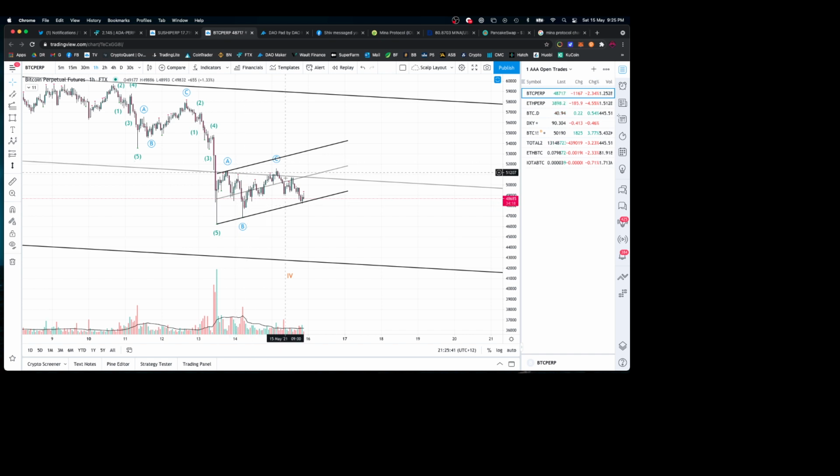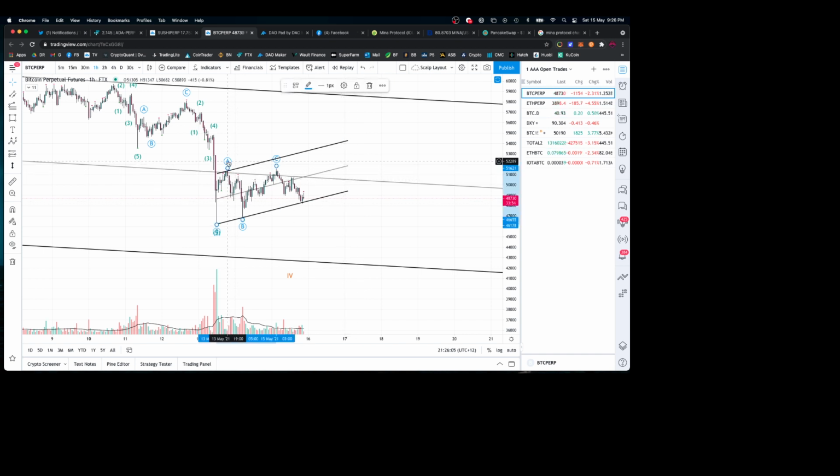So we've got an ABC until proven otherwise. If this continues down there, that sort of confirms that this is just a corrective ABC pattern as part of a larger downtrend, and then we'd expect it to come down here. If this is now to bounce here and get above here and continue upwards, then we can no longer consider this an ABC correction.